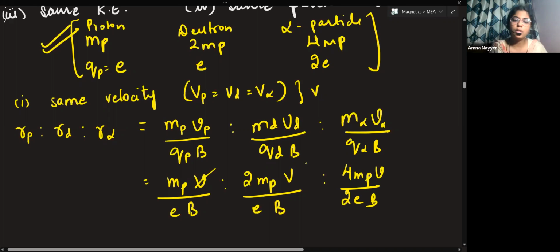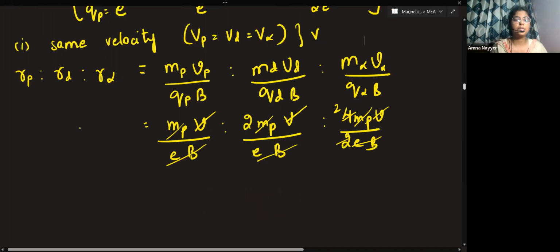You can see velocity will get cancelled, mp will get cancelled, eB will be cancelled. So 2 can also get divided. So what is left? 1 is to 2 is to 2. That is the ratio of the radius. So Rp is to Rd is to R alpha is basically 1 is to 2 is to 2.